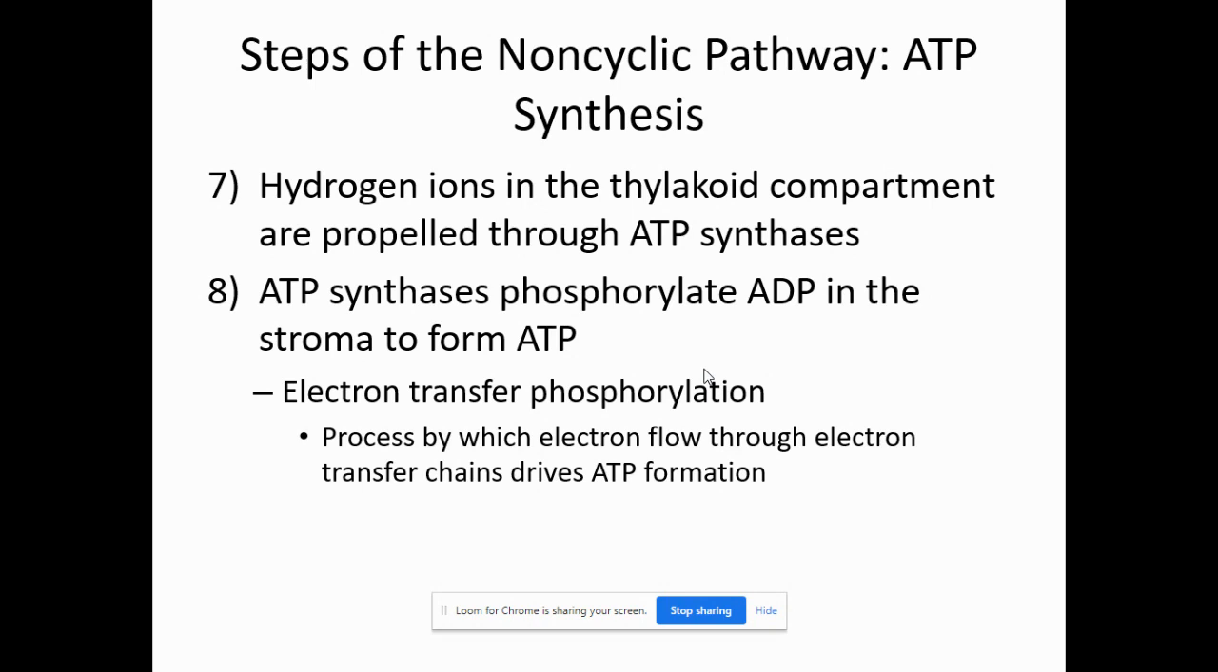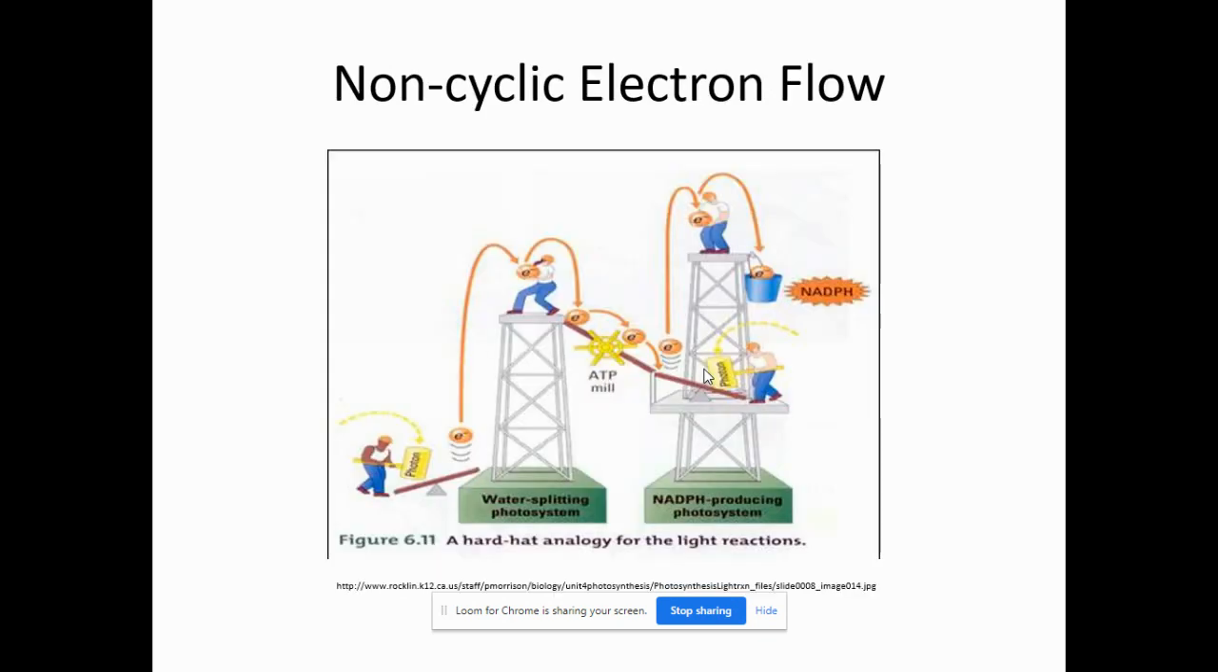Okay? So you have electron transfer phosphorylation just like you had in cellular respiration. It's just in a different organelle and different molecules are involved, but the principles are the same. So now you have both major products of light-dependent reactions. You have ATP and you have NADPH.